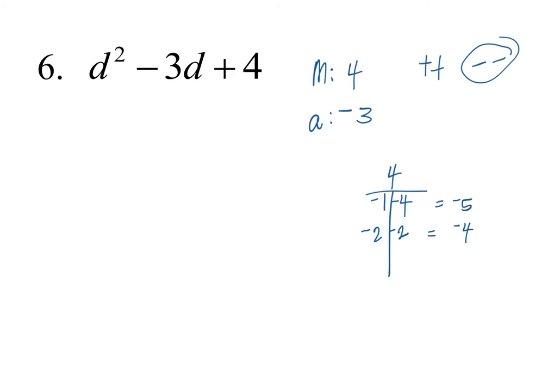So I wrote all the factors of 4 down, but none of them added to give me a negative 3. So I can't make it work. That just means it's prime. It doesn't factor.